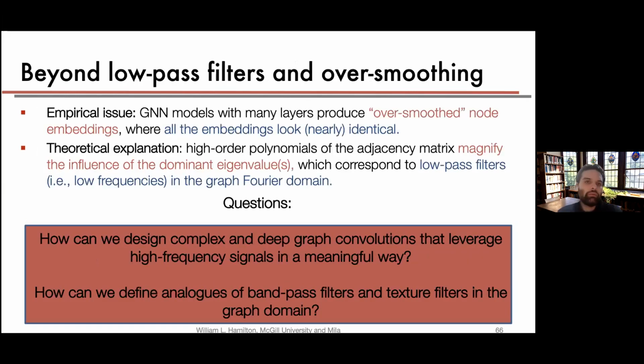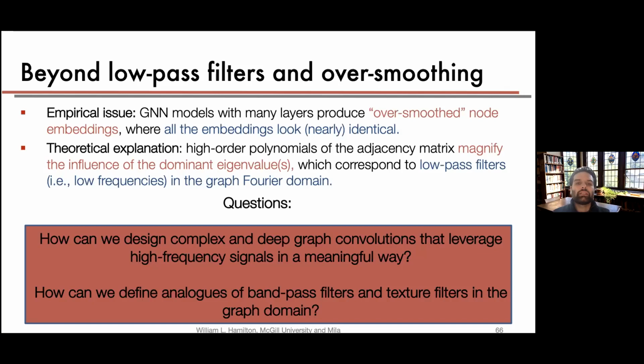A related problem, and something many of you have probably heard about, is this issue of over-smoothing in graph neural nets. This is an empirical problem. The issue is that GNNs, especially GNNs with many layers, tend to produce over-smooth representations where basically all the node embeddings start to look identical. There's a theoretical explanation for this over-smoothing problem.